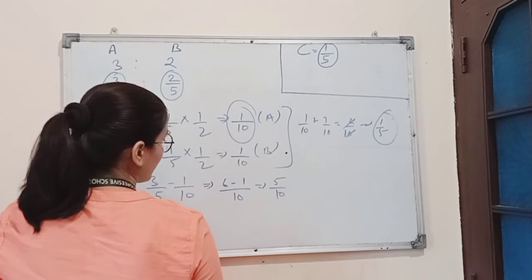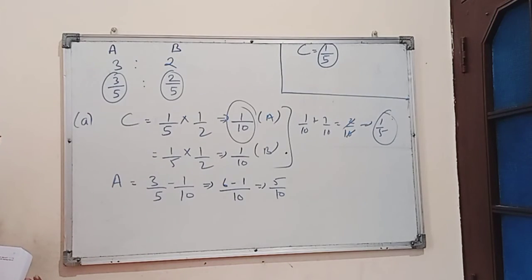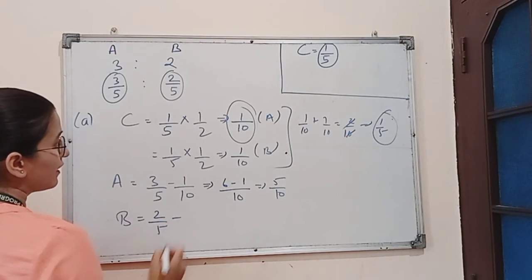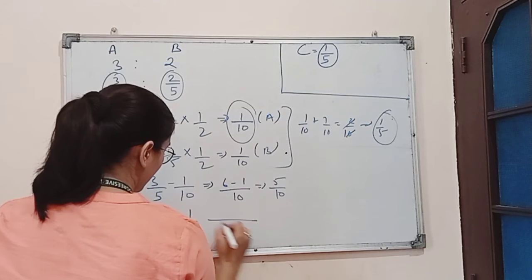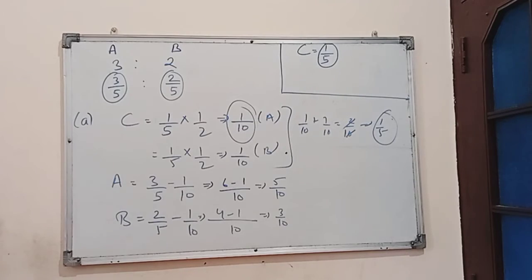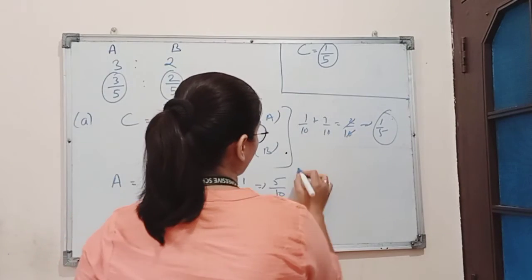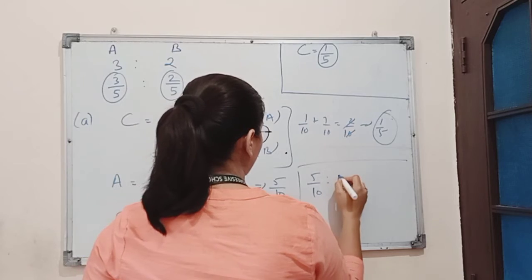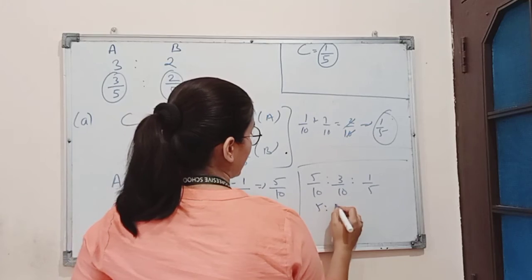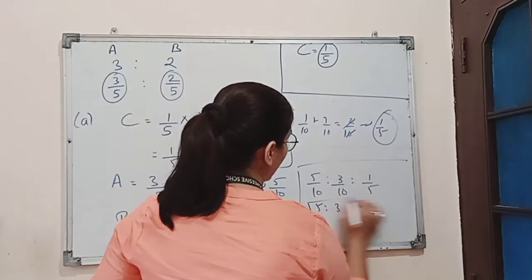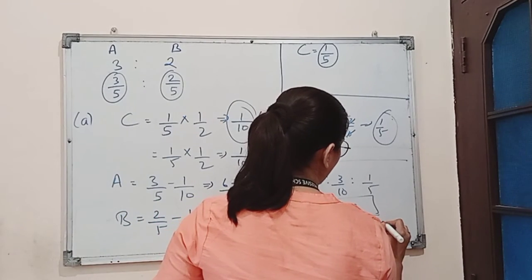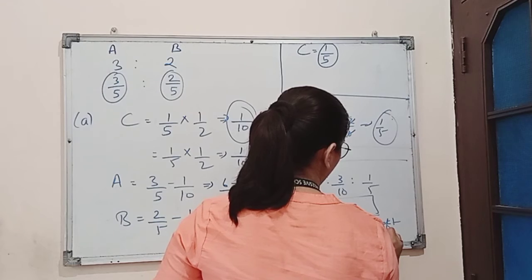So by solving this, we will be getting 5/10 as the remaining share of A. The remaining share of B will be 2/5 minus 1/10. LCM is 10, so 3/10. Now the new profit sharing ratio is A is 5/10, B's share is 3/10 and C's share is 1/5. By taking the LCM, we can easily calculate the new ratio, which is 5:3:2. This is the new profit sharing ratio among the partners.